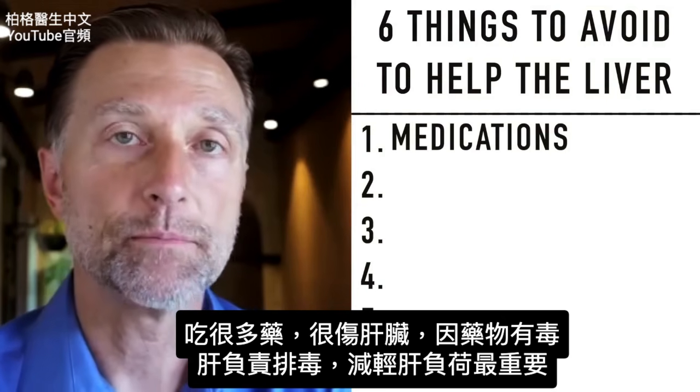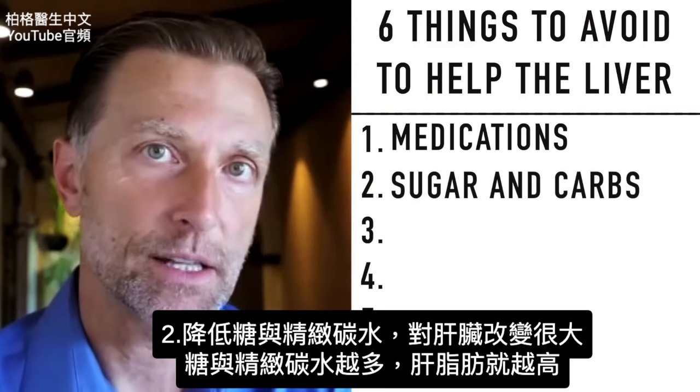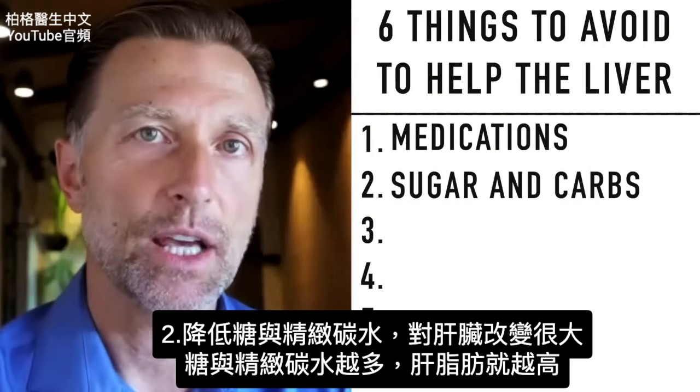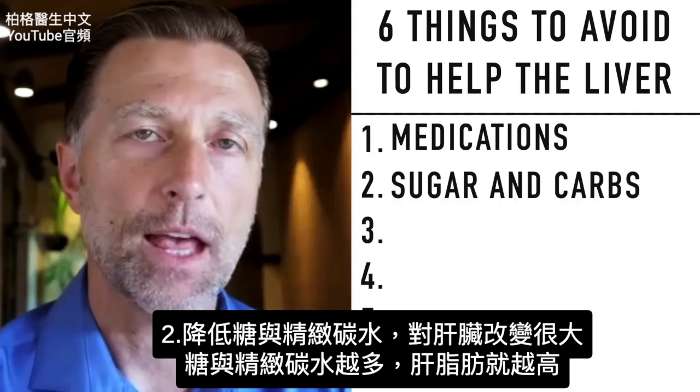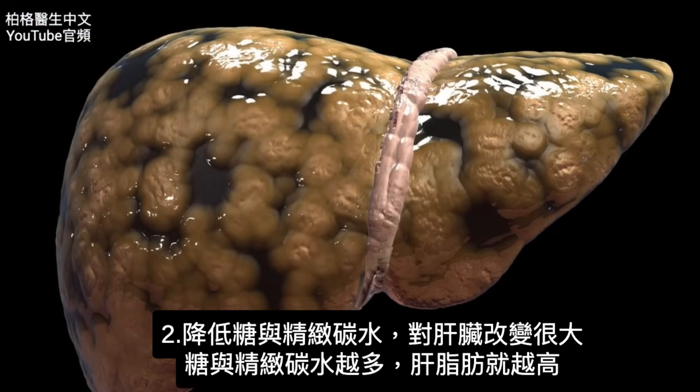Number 2, reducing the amount of sugar and refined carbohydrates. It's going to make a huge change to your liver. The more sugar, the more refined carbohydrates, the more fat you're going to generate on your liver.